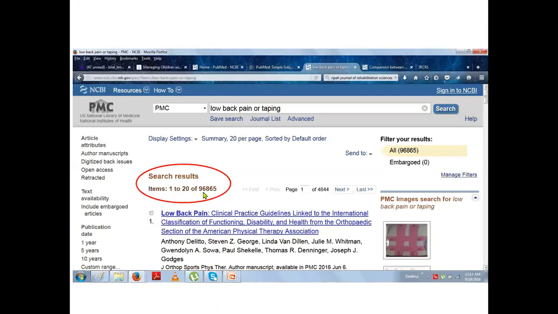These are the 96,865 results. And this search was done a few months ago, so it may return even more results compared to this number. On the other hand, if we change our strategy to AND, it will limit our search.